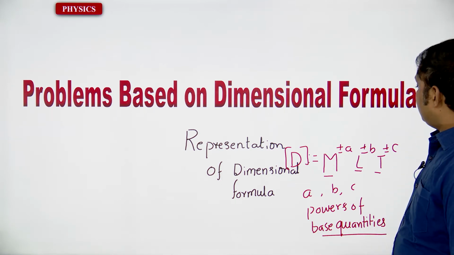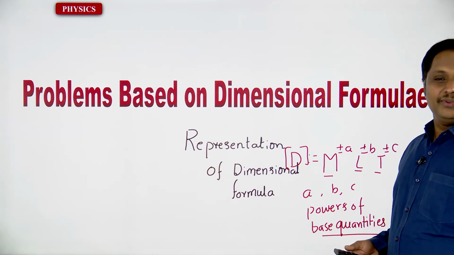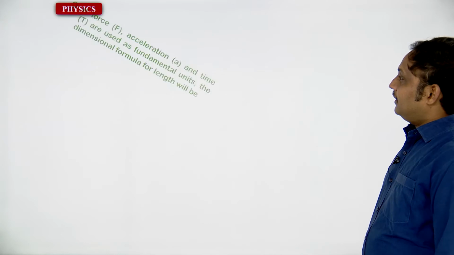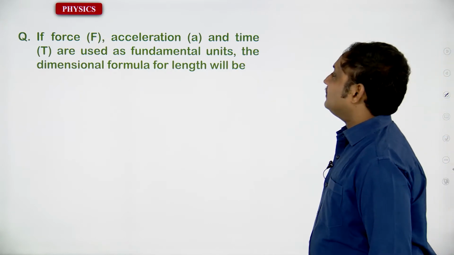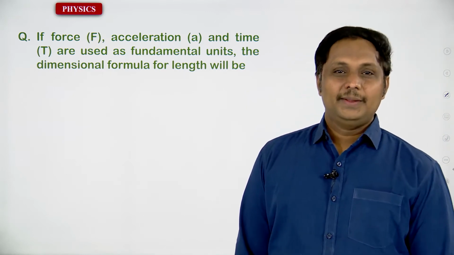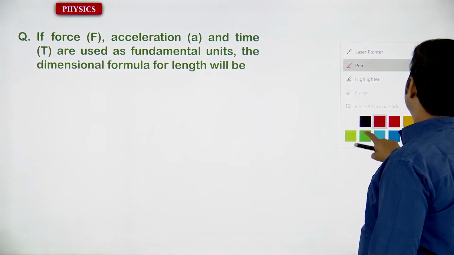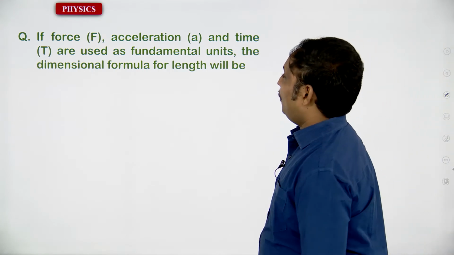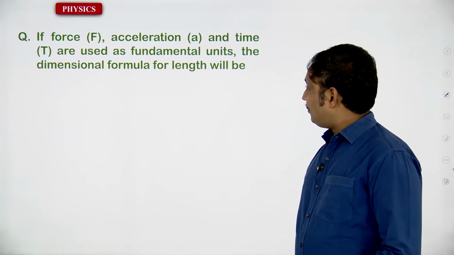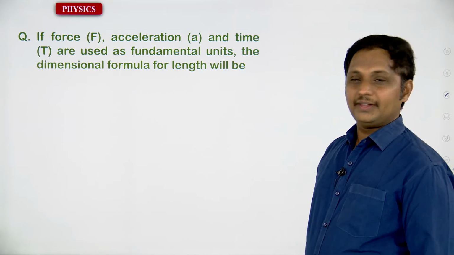Suppose a is going to be the dimension of mass, b of length. Now, in the given problem, instead of M, L, T, they may have taken other base quantities. Force, acceleration and time are used as fundamental units. The dimensional formula for the length, yes.